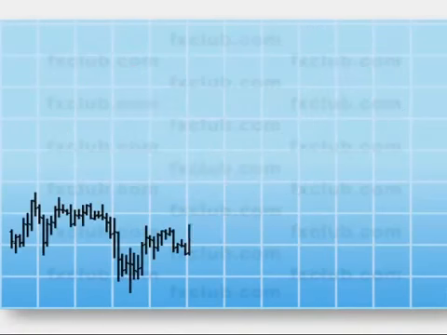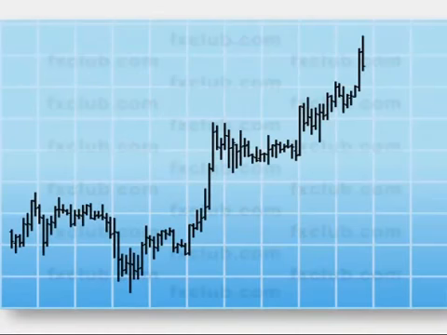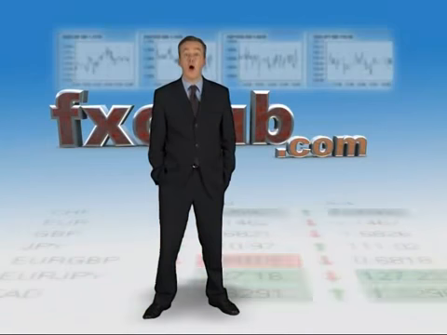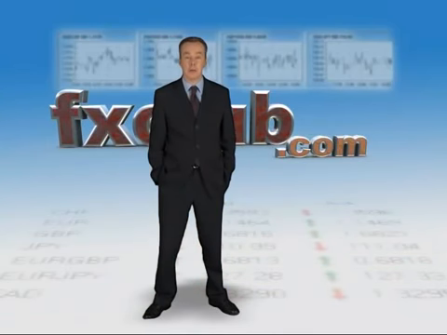The correction can also take the form of a small symmetrical triangle. When this happens, we call it a pennant. Opening positions and setting price targets remain the same.